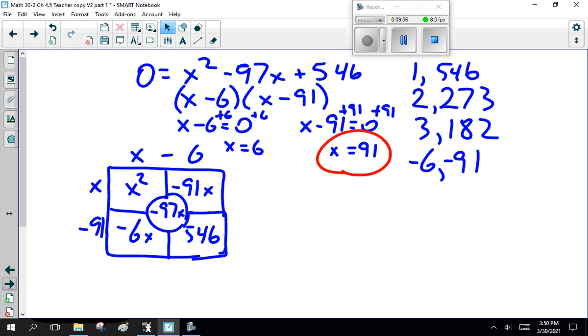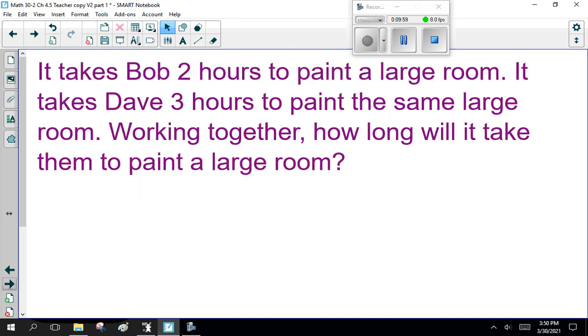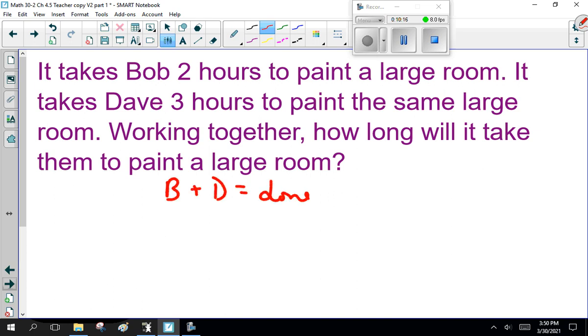All right, so I'm going to do one more. I'll set it up, and we'll give it a try. It takes Bob 2 hours to paint a large room. It takes Dave 3 hours to paint the same large room. Working together, how long will it take to paint it? Well, Bob plus Dave is, in this instance, Bob is per hour 1/2, and Dave is 1/3. It's much easier to solve. This should be the first question. 1/2 plus 1/3 is 1 over x. What's the common denominator?